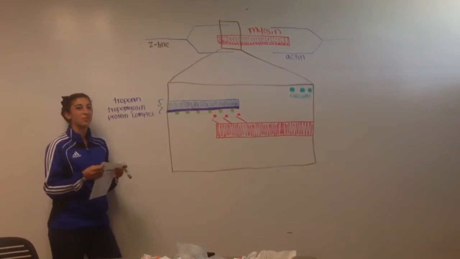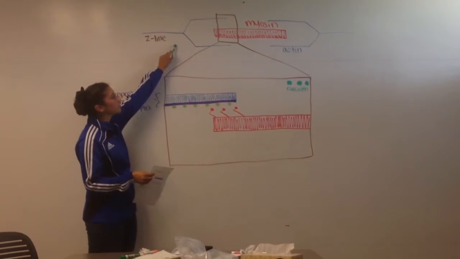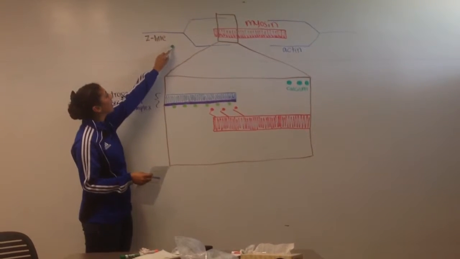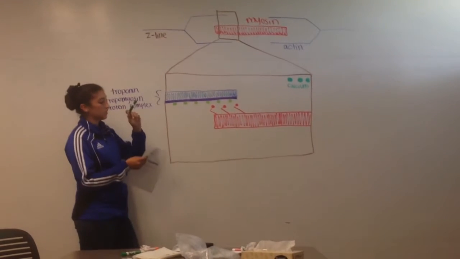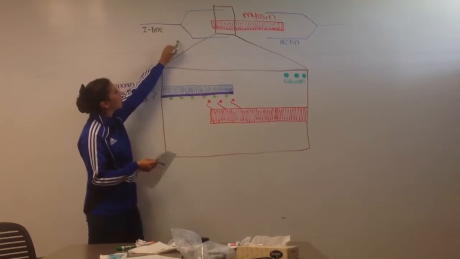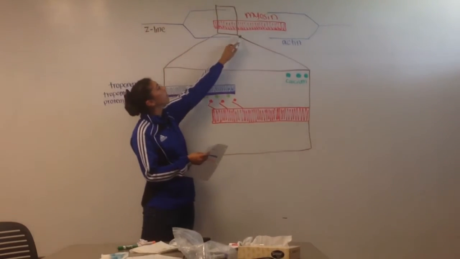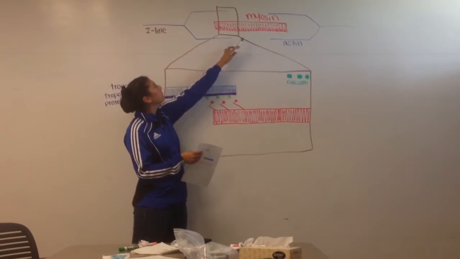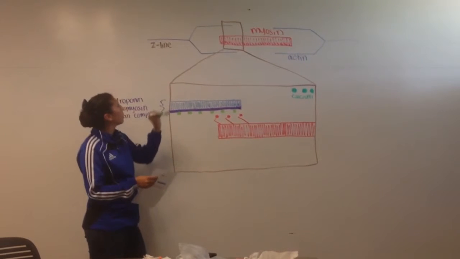Alright, so I'm going to start off where Luis left off, and I'm going to start up here. So this is called a sarcomere, and it's composed of two different kinds of filaments. The blue one right here on both sides is called actin, and that's the thinner filament. And the thicker one in the middle, in the red, is called myosin. And this whole complex forms the sarcomere.